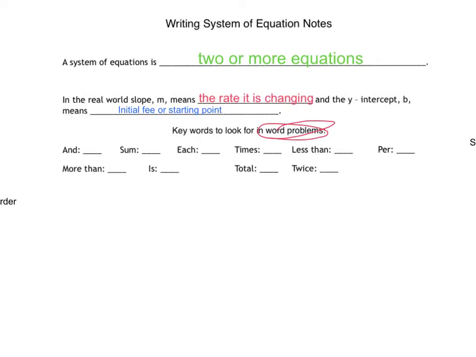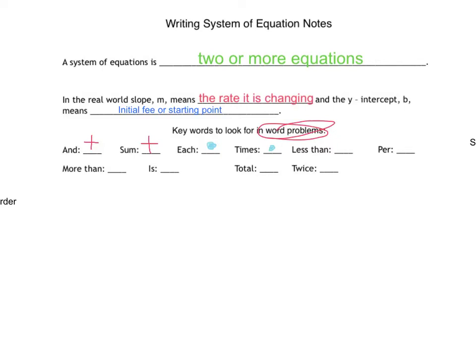So if we see the word and, what do you think that tells us to do? Hopefully we said add, okay? If you see the word sum, what does that mean? Same thing as and, it means addition, right? To add. What about the word each? Each is a symbol of multiplication, so I'm going to draw a horrible looking multiplication dot. Times, pretty straightforward, also multiplication dot, times, right? 4 times something, that'd be 4x.